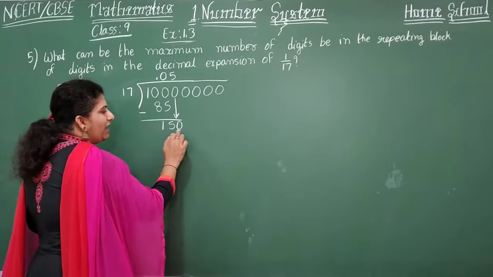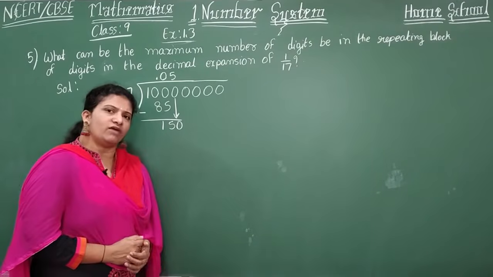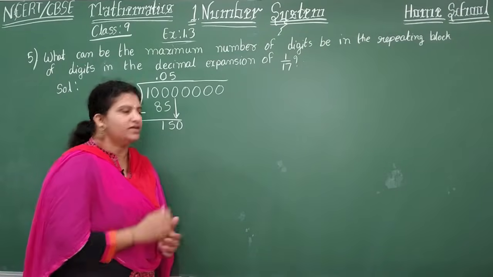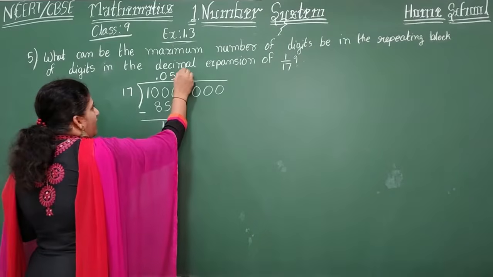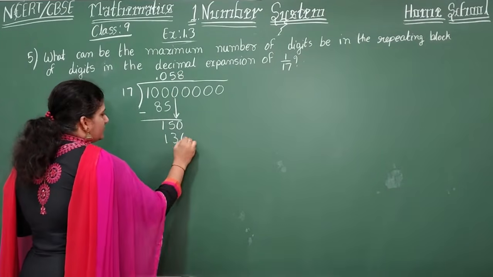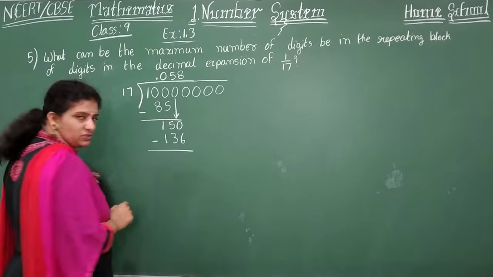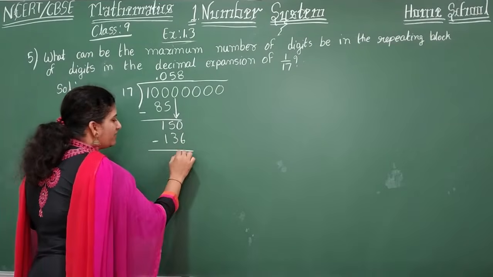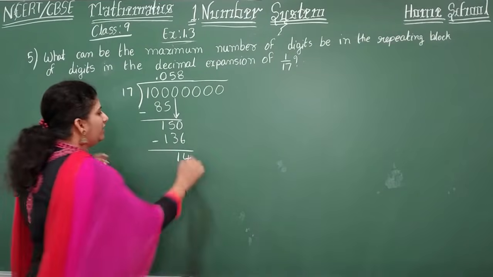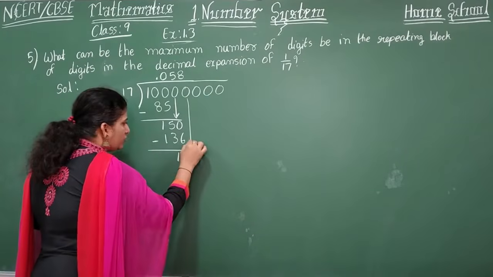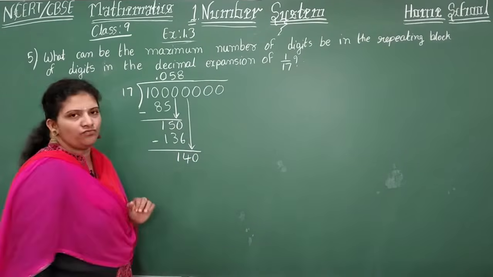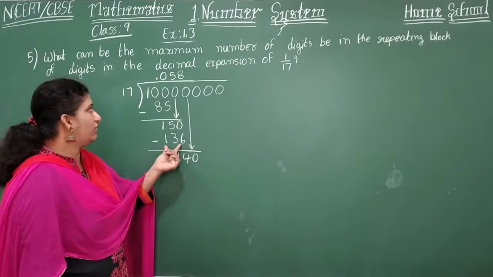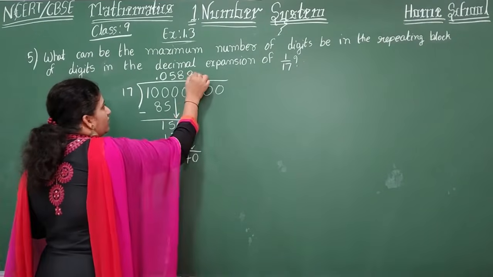So now 150. Where are you going to get 150, children, in the 17 table? 17 eights are, I think, right? 17 eights are 136. So now let's subtract this one. Carry 10 minus 6 will be 4, and 4 minus 3 will be 1. Now drag one more 0 down. It makes 140. In the 17 table, where do you get 140? The nearer one is this one only. That makes 8.